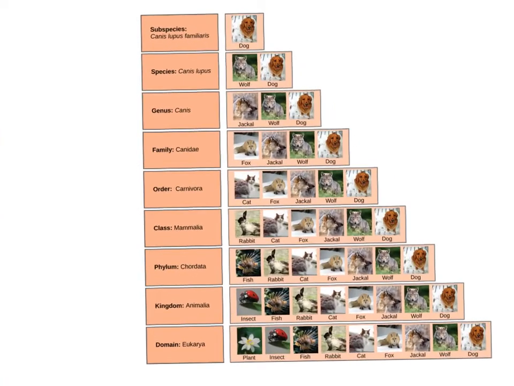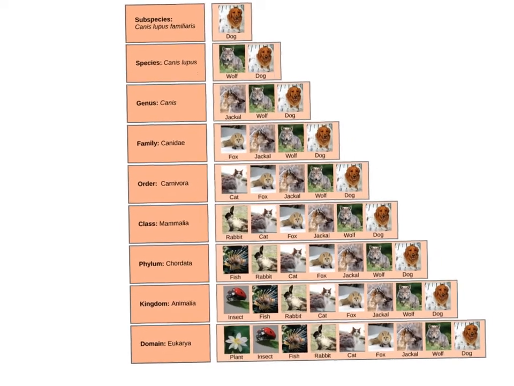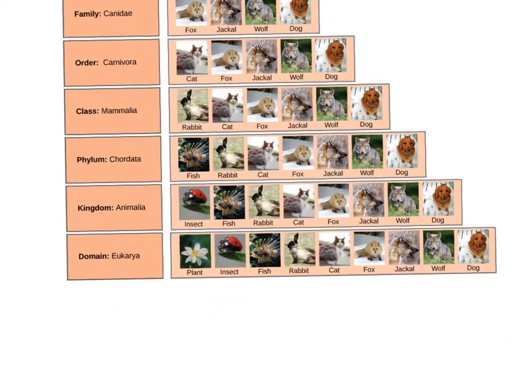So if they wanted to classify a dog here, they're going to start down here at the bottom, kind of going backwards. So it's kind of like a pyramid. If you pick the domain eukaryotes, that's anything that has cells with membranes and an organized nucleus. So that includes a huge amount of different creatures. So they put a whole bunch of things down here. So you've got plants, insects, fish, rabbits, cats, and so on and so forth.